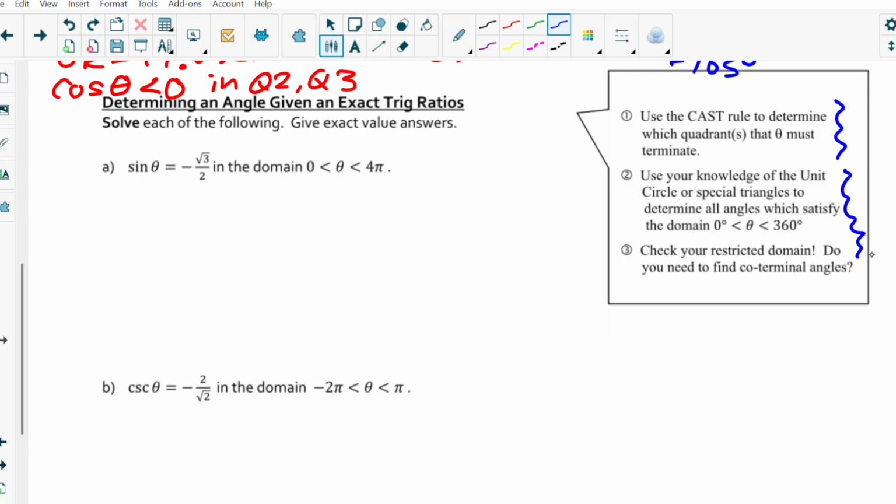Use your knowledge of the unit circle and special triangles. Determine all angles which satisfy the domain, either that or a new domain. Check your restricted domain. Do you need to find coterminal angles? Okay.